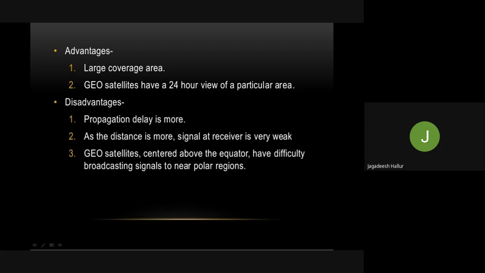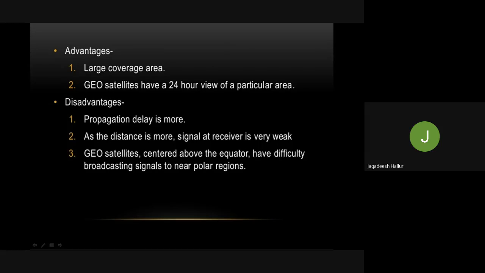One more disadvantage: as the distance is more, the signal at the receiver is very weak. Whatever signal you are getting is okay, but as the distance increases, the signal at the receiver becomes weak because of bad weather conditions and the noise present in the signal. That is one of the disadvantages. Not that big a disadvantage; it is a minimum disadvantage of the geostationary satellite.